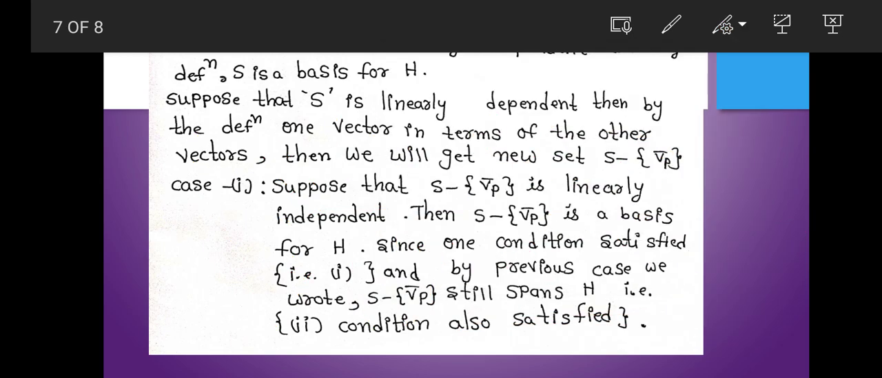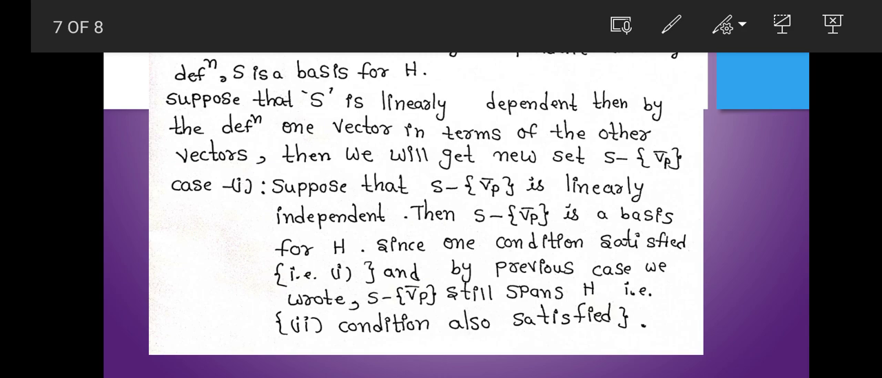Suppose that S is linearly dependent. In case the set S consists of dependent vectors, like Vp, then Vp depends on the preceding vectors. So by the definition, one vector can be written in terms of the other vectors, and then we will get a new set, S except Vp. If it is linearly dependent, we write Vp as a linear combination of preceding vectors. Then, while doing some equations, we remove Vp from the set. S except Vp, we get, is a subset of S.